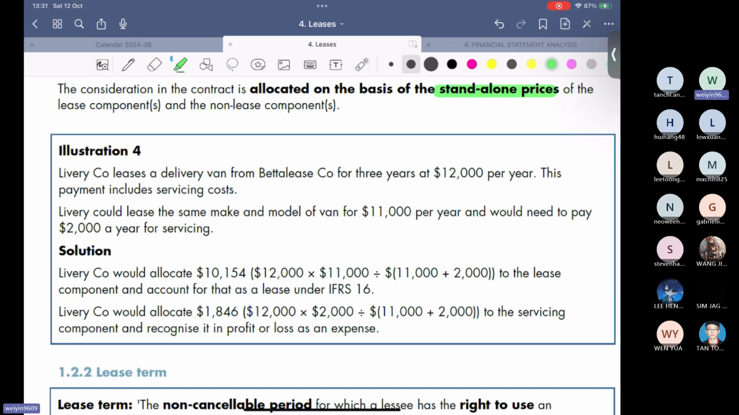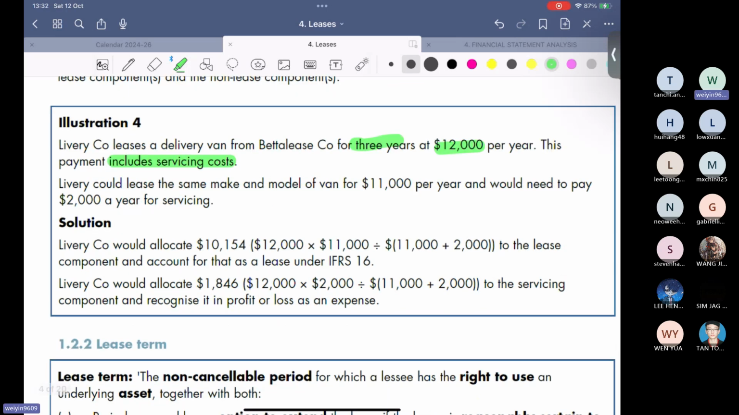Livery Co leases a delivery van for the Beatles Co for 3 years for 12,000 per year. This payment includes service cost. Livery could lease the same make and model of van for 11,000 and would need to pay 2,000 for the services. That means if I go to other people, the van itself is 11,000 and I need to pay 2,000 for the service. But because I signed up with this Beatles, this Beatles gives me some discount.